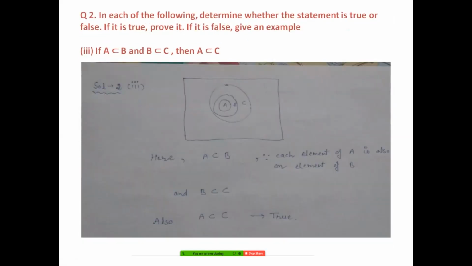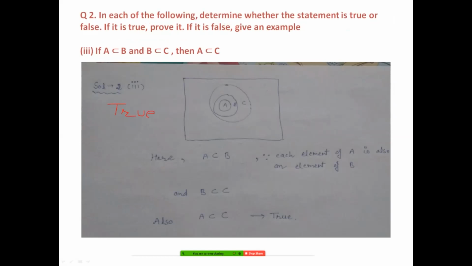Third part of the question: if A is a subset of B and B is a subset of C, then A is also a subset of C. This statement is true. So let us try to understand the statement.